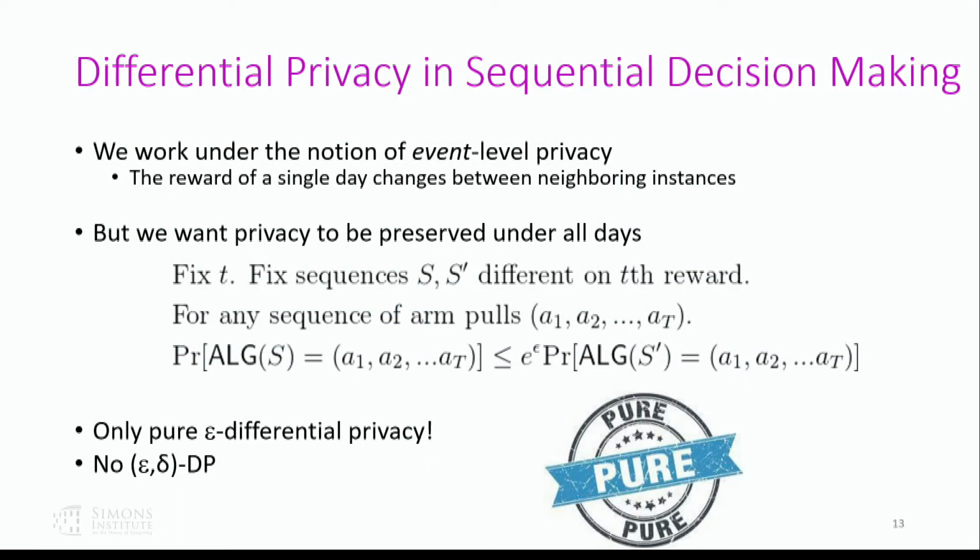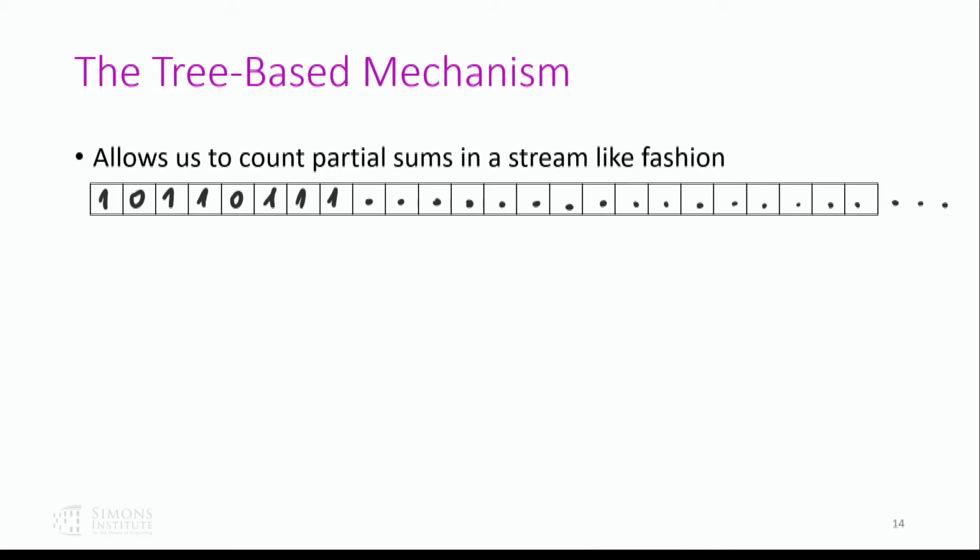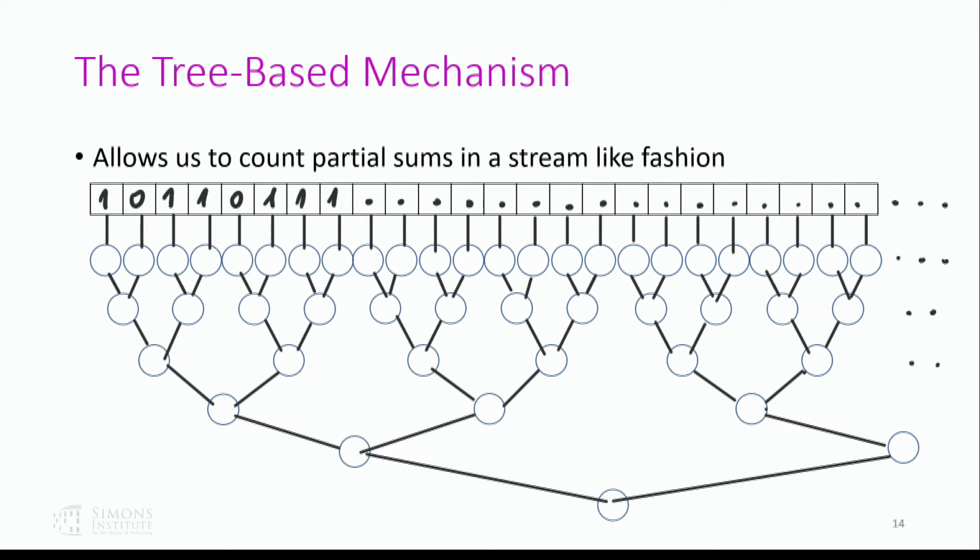Okay, how do we achieve this? Again, I told you that this is going to be boring. The tree-based mechanism of Chan et al. and Dwork et al. allows us to count partial sums in a stream-like fashion. But there is a purpose why I'm doing this recap. Even though I drew the tree by mistake bottom-up, rather than top-down.